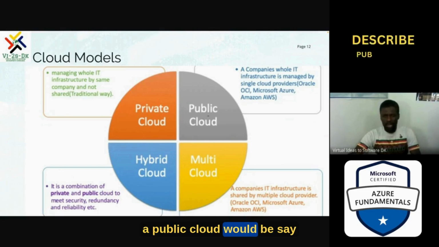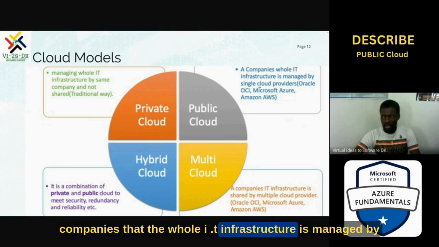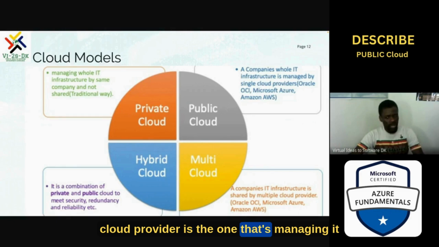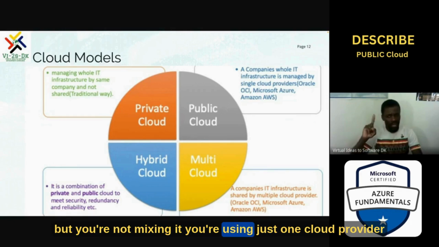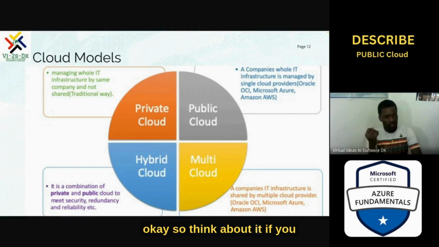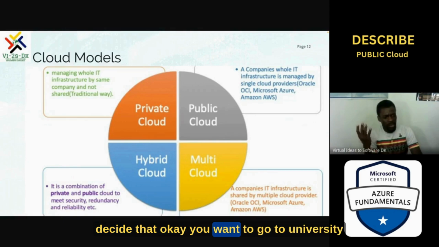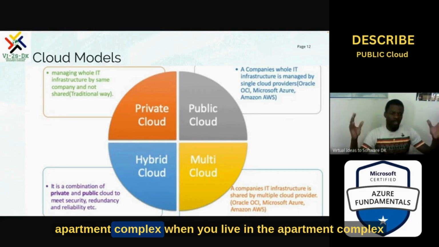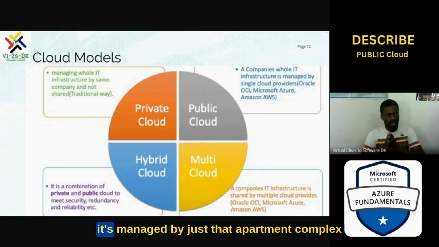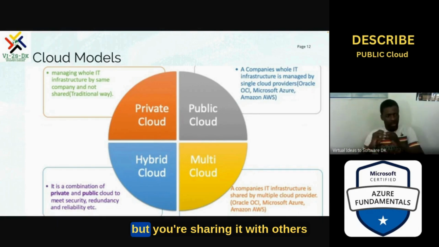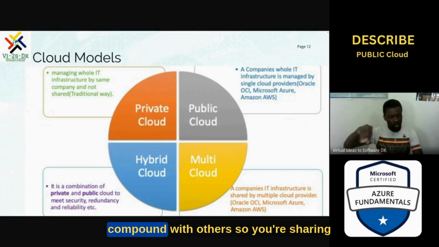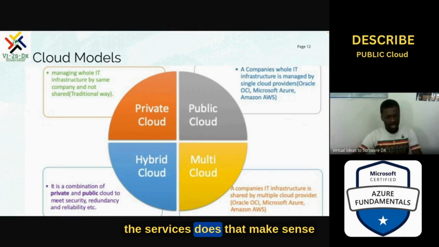A public cloud would be, say, companies where the whole IT infrastructure is managed by a single cloud provider. In this case, a cloud provider is the one that's managing it, but you're not mixing it. You're using just one cloud provider. Okay, so think about it. If you decide that you want to go to university, instead of building a house in Moliko or building a house in Douala or Yaoundé, you go ahead and rent from an apartment complex. When you live in the apartment complex, it's managed by just that apartment complex, but you're sharing it with others. You're sharing that compound with others, so you're sharing the services. Does that make sense?